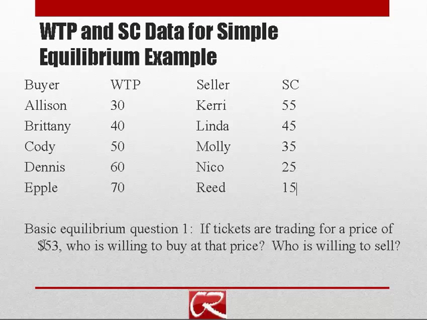So one question to look at here is, if the price were $53, who would be willing to buy at that price? Basically, you want to think about everyone who has a willingness to pay equal to or above $53. Who is willing to sell? Often students get turned around here. Remember that sellers like high prices, and they need to be able to make a profit before they're willing to sell. So every seller who has a seller cost below $53 is going to be willing to sell.